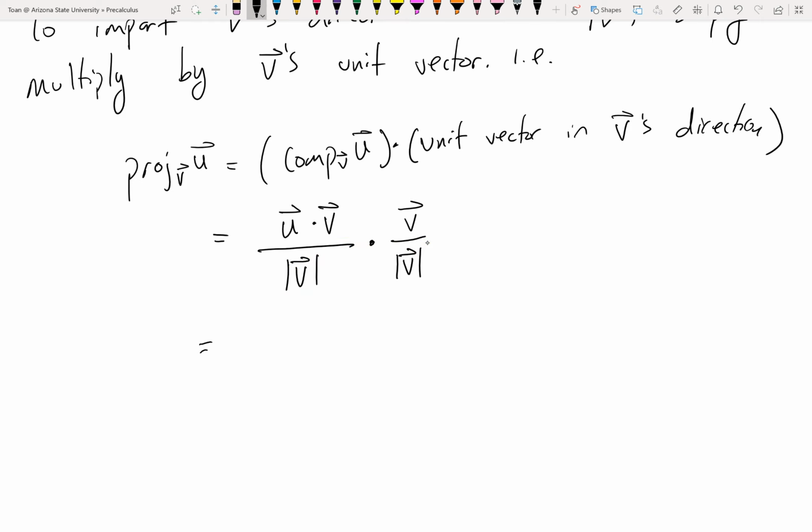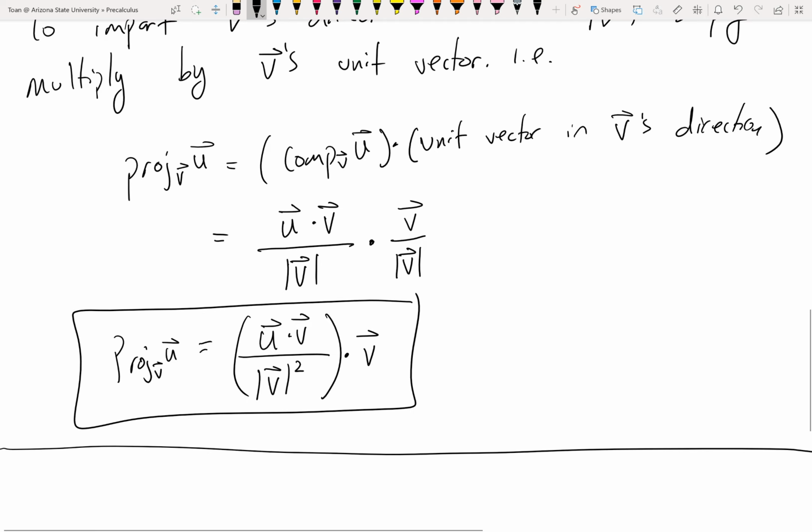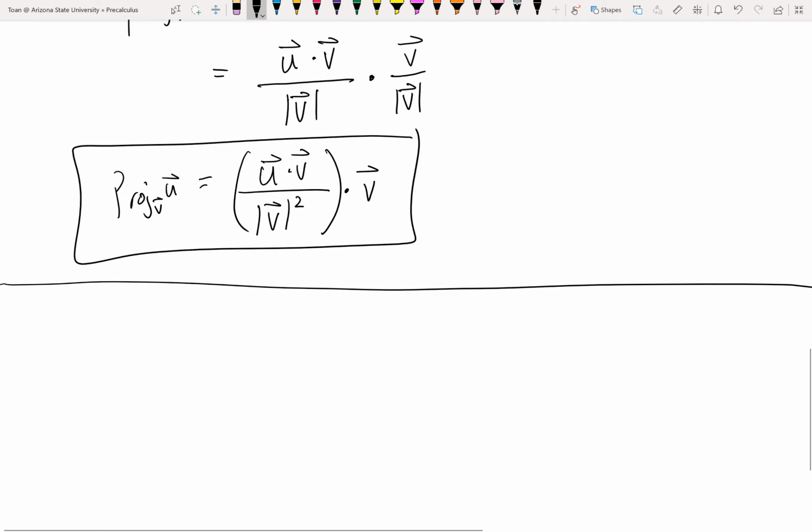So this is typically written as u dot v divided by the magnitude of v squared times vector v. That is typically the projection of u onto v. That is the official textbook formula to find the projection.